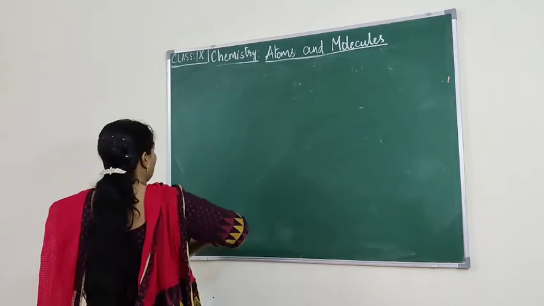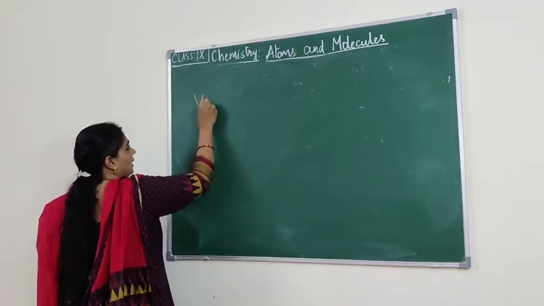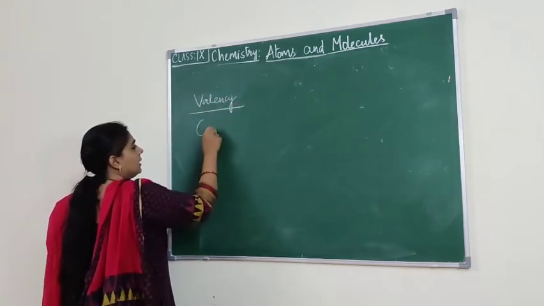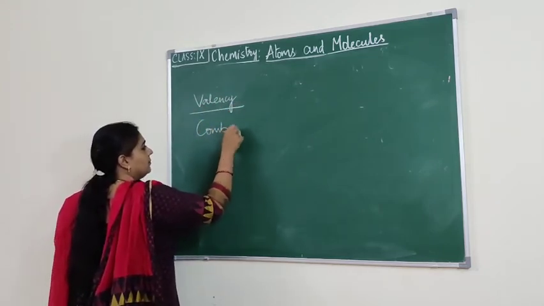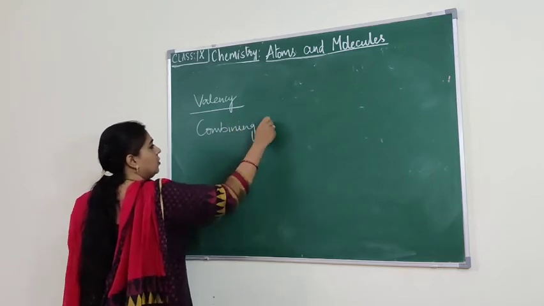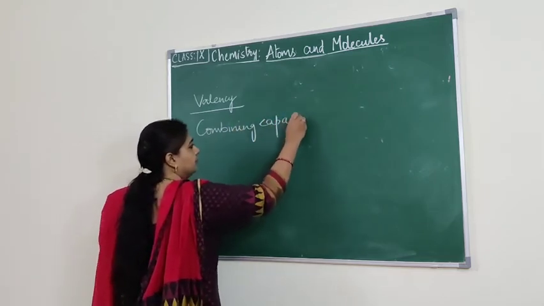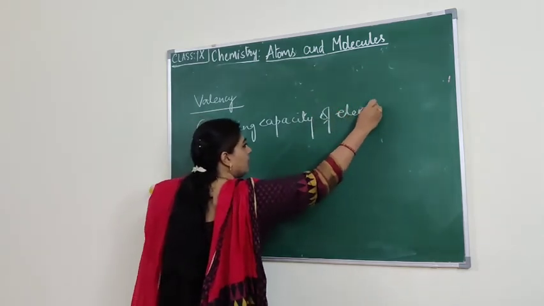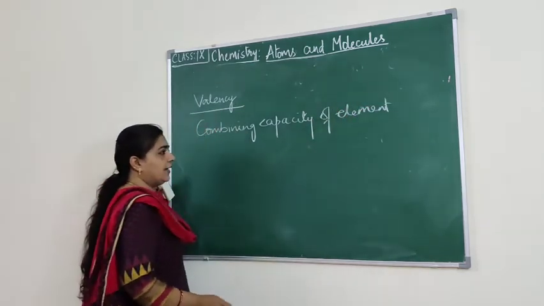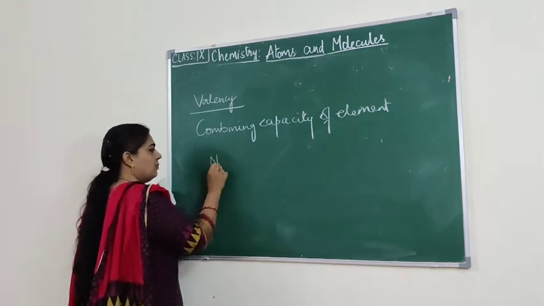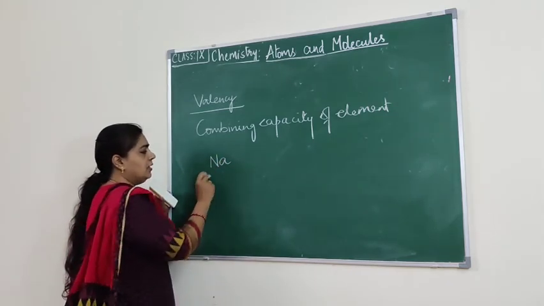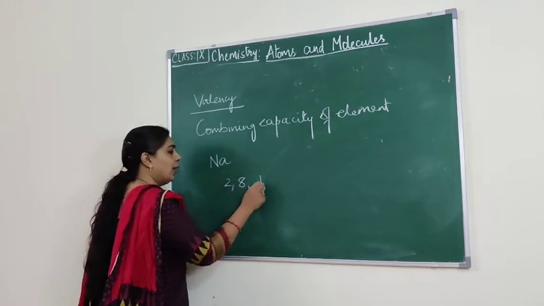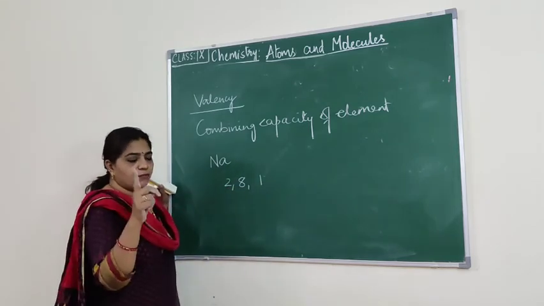Before going, we should learn about valency also. You know what valency is? Valency is the combining capacity of an element. We have learned it in 8th standard, right? So let us start with sodium only, just for you to understand. The atomic number of sodium is 11, so it is 2, 8, 1. Okay. So what is the valency?